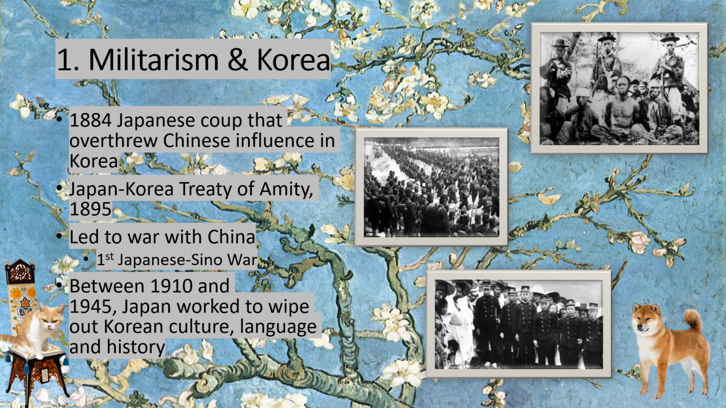A counter-coup was launched against this new government and supported by Chinese troops. It was clear to other states that Korea was unable to defend itself from other countries, and in 1885, Britain took control of a Korean port city.